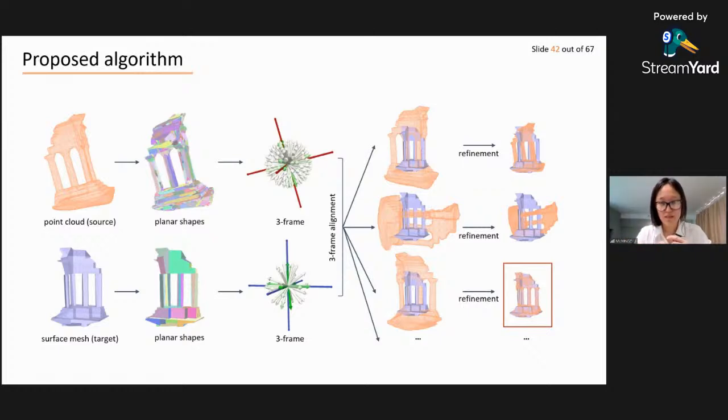Okay. And just to be sure, do you weight the directions by the area of the plane? Because you could also weight the direction of the point normal by the local density to account for variation of density.